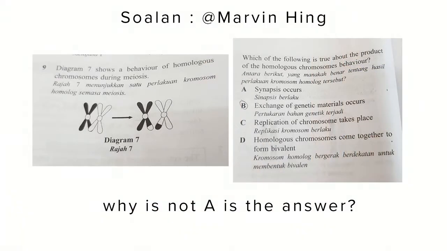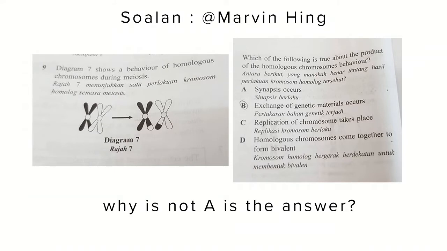Then look at answer B first. Exchange of genetic material occurs. Then C, replication of chromosome takes place. This one no. D, homologous chromosomes come together to form bivalent. So based on A, B, C, D, the best option is B, because this diagram shows crossing over, meaning the two homologous chromosomes come together, and at the touching point, called the chiasma, they exchange the DNA. This is called crossing over.